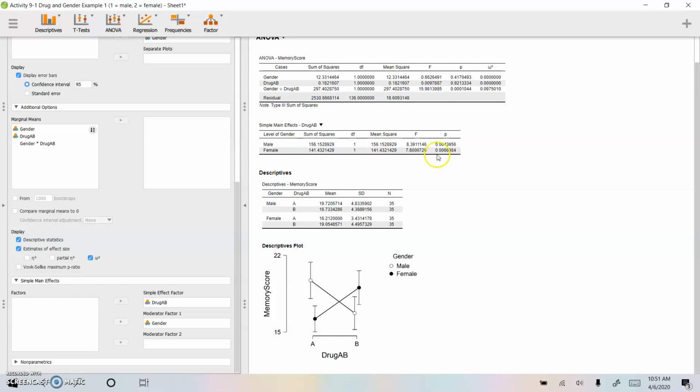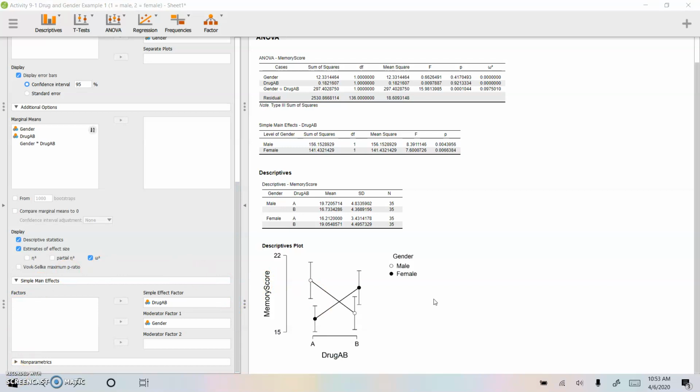But note that something different happened for males and females. Both of their differences are unlikely to be due to sampling error. But what's really important to note here is that for males, they had higher memory scores with drug A than with drug B, and for females, they had higher memory scores with drug B than drug A. So when you describe the interaction, you don't just talk about how low the p-value is, but you're also talking about the overall size of the difference there.